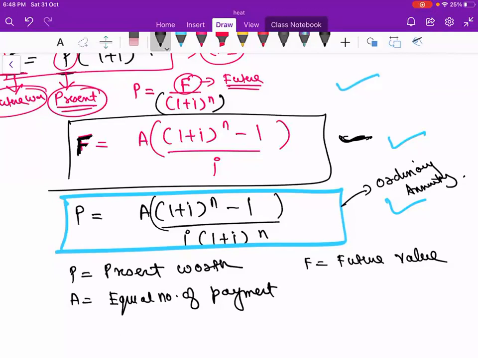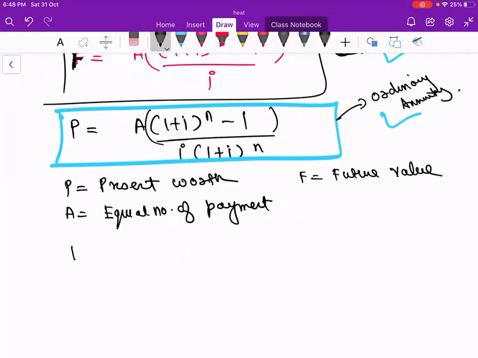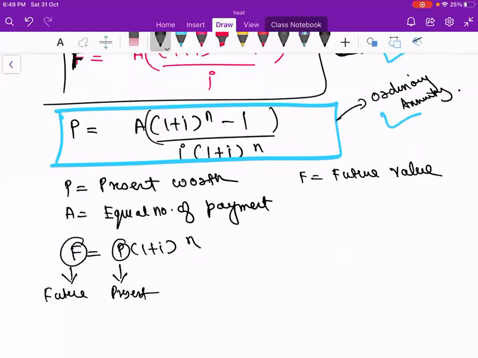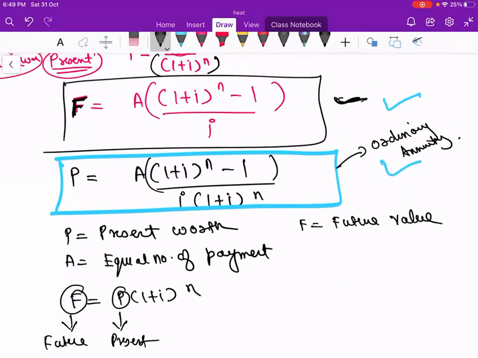Yesterday's class, what is the formula for compound interest? F = P(1 + i)^n. Here also what I have told, this is future, this P is present. Same thing. So always remember that if you want to convert future value into the present value, you have to just divide by (1 + i)^n.